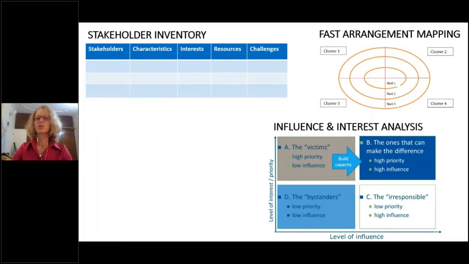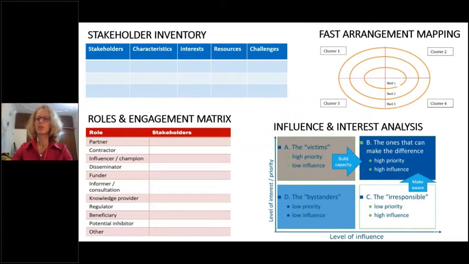And what you would like to do is you would like to build capacity of the victims so that they become the ones that can make a difference. And you would like to convince the responsible to say, you know, make them aware that this topic is high on their agenda, so that you can actually work together and make the real difference. The bystanders are the ones with low priority and low influence, which you may not interact with much, and maybe just keep them involved if required.